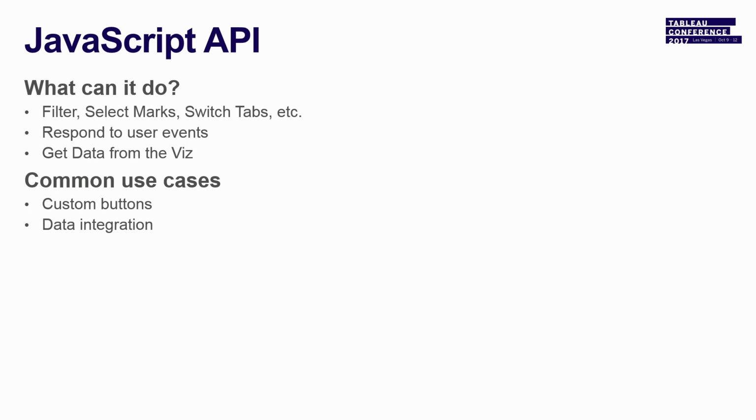So like I said, there might be systems, there might be pages in your application or systems that you use that take data as an input, and you want data from the viz to be that input. And so by querying the data from the viz or responding to user events, you can create these integrations at the data level. And people have done all kinds of crazy stuff.